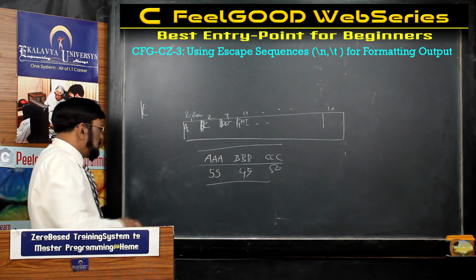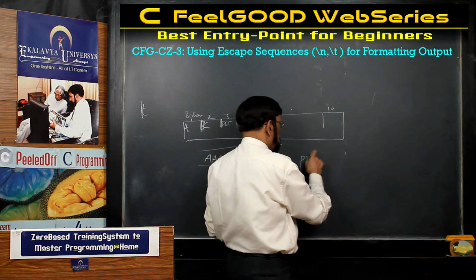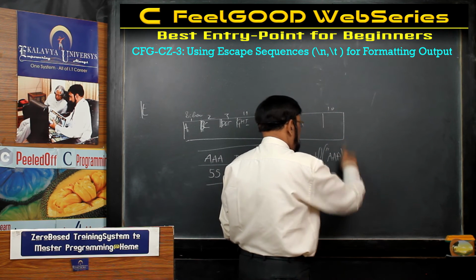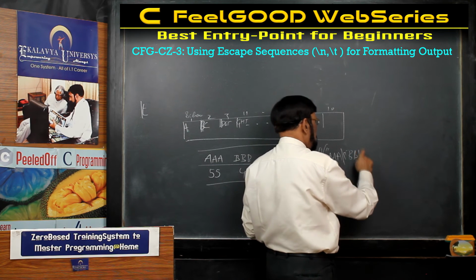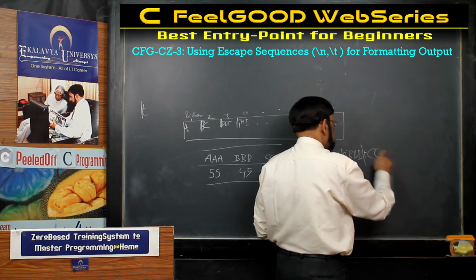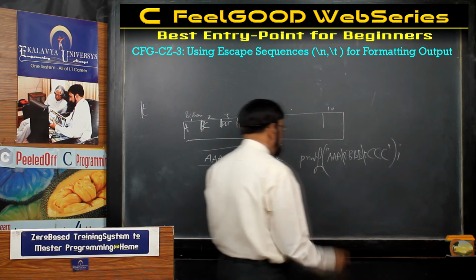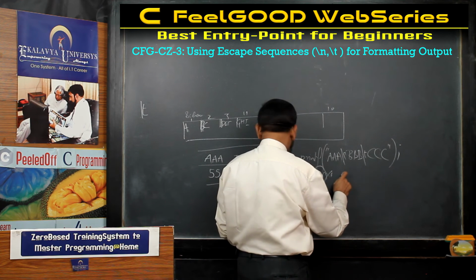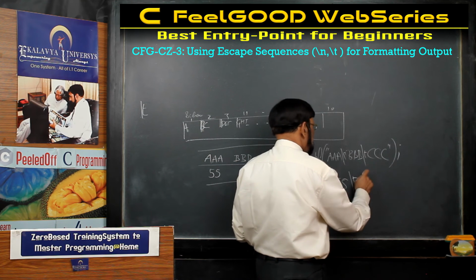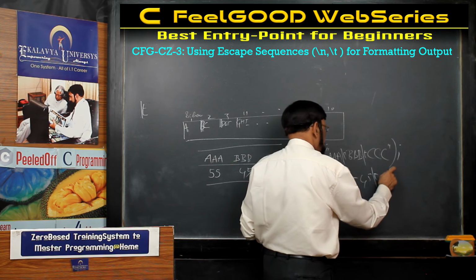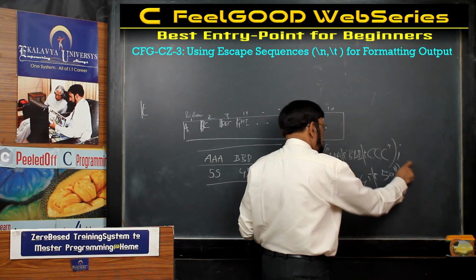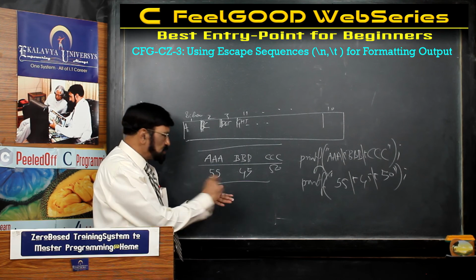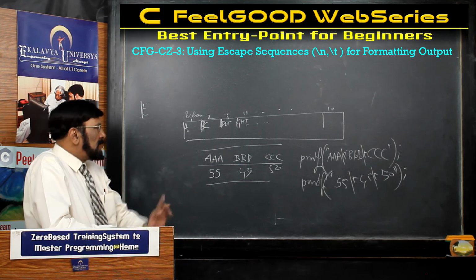Now see how you write this code. Suppose printf triple A, horizontal tab, triple B, horizontal tab, triple C. Like this you write. Below that you write, let us say, 55 horizontal tab, 45 horizontal tab, 50. Like this you write. Automatically this is organized like this. You need not count spaces and all that. That is the privilege of the horizontal tab.